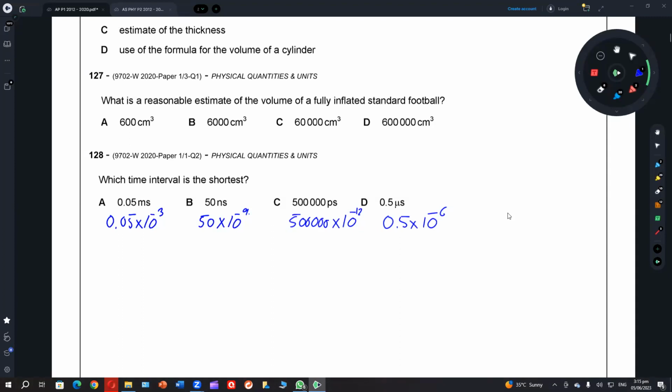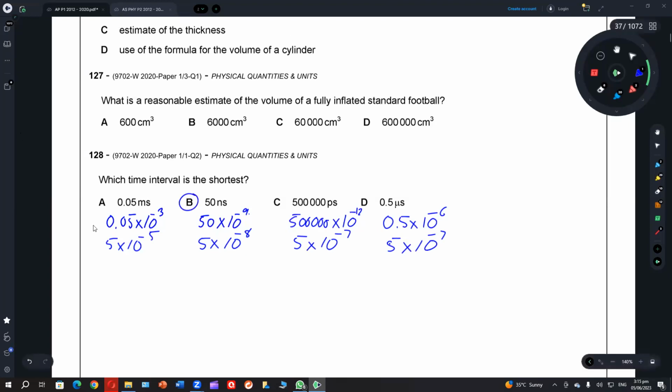Yes. The first one is coming as 5 into 10 to the power minus 5 second. Okay. And the second is 5 into 10 power minus 8. Okay, good. Then the remaining two are 5 into 10 to the power minus 7. Yes, both of them. So the shortest time interval will be B, because it is the largest negative power.